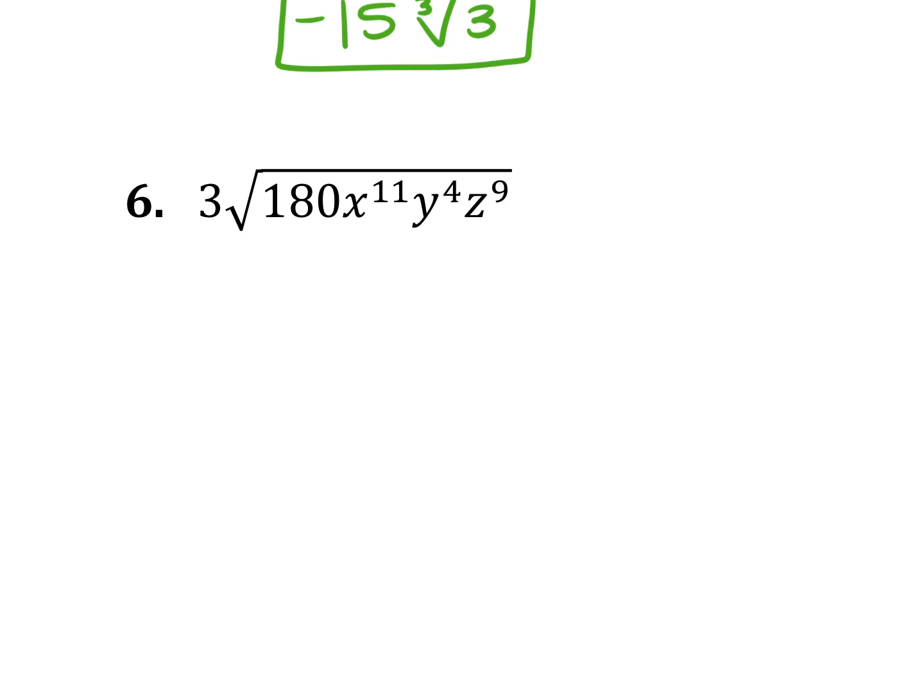Okay, so 180 isn't perfect, so it would be 36 and 5. And then you put the 3 in front. Love it. x to the 11th isn't divisible by 2, but x to the 10th is. And then x for the other one. And then y to the 4th is divisible by 2. z to the 9th isn't, but z to the 8th is. Okay, pause real fast. You with her so far? Notice she didn't divide the 10, 4, and 8 yet. She just put what is divisible by 2 under the radical. Right? This is good stuff.